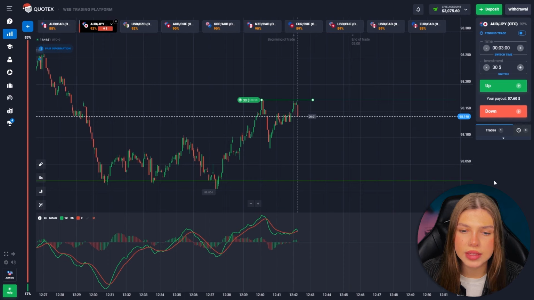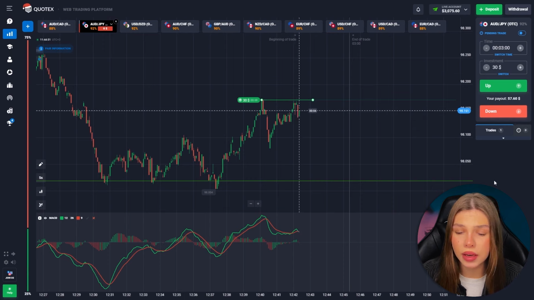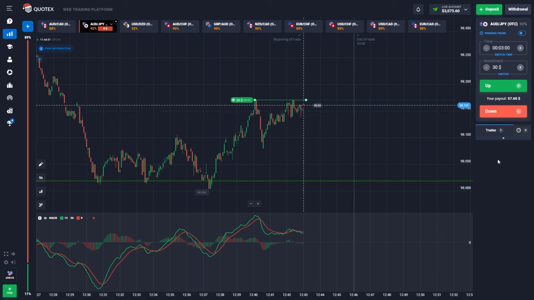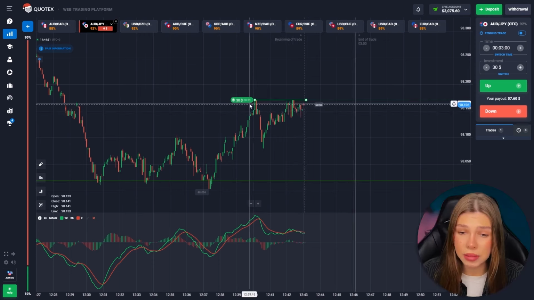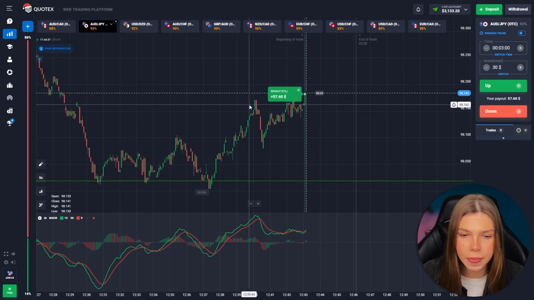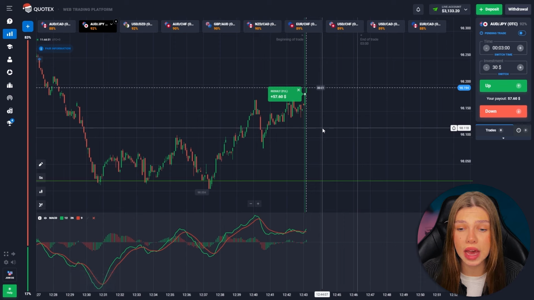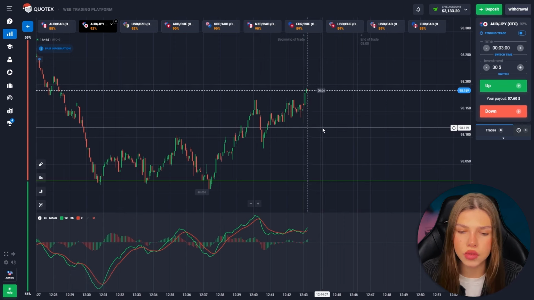We can see that the price is hitting the level and maybe we can get a loss here, so let's see. There's only a little bit of time left. We would get our profit here if I had got it on time, and this time we got lucky and the price went up at the last moment and we closed the trade profitably here.